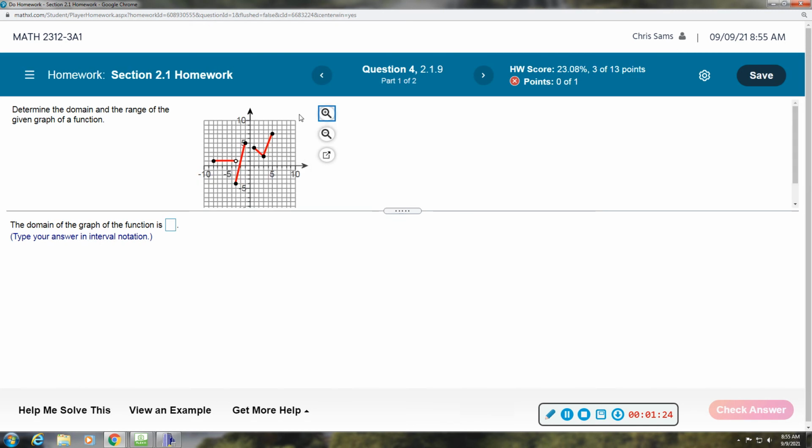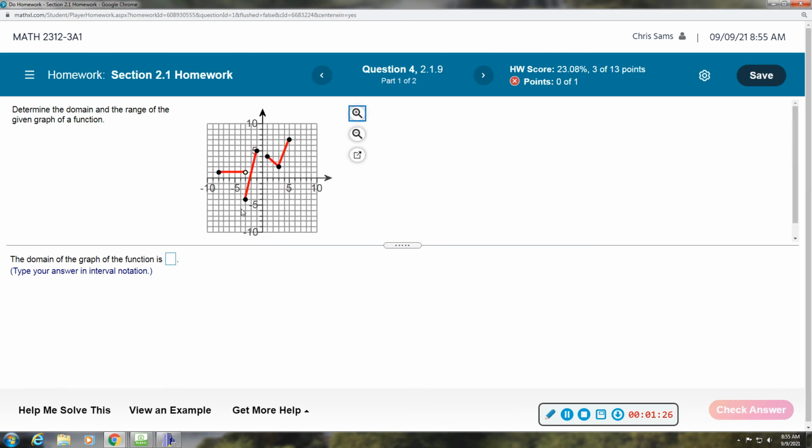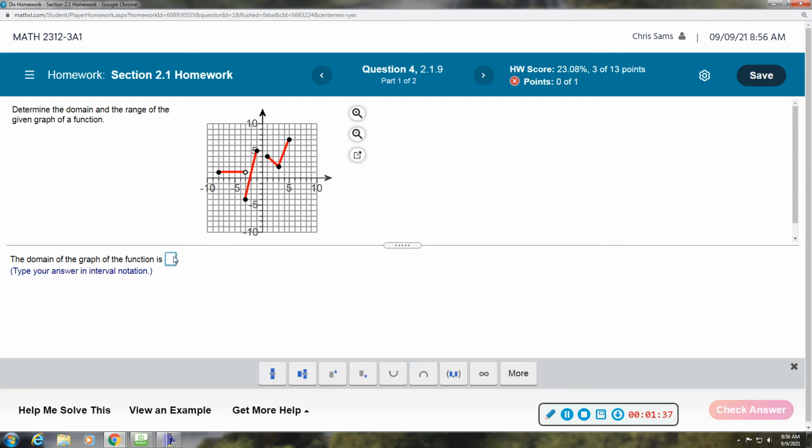This function is broken into pieces, a piecewise function. So we're still going to do the same thing. Find domain and range. How far to the left do I go? Looks like -8. Solid dot. It's going to be in a bracket, -8.